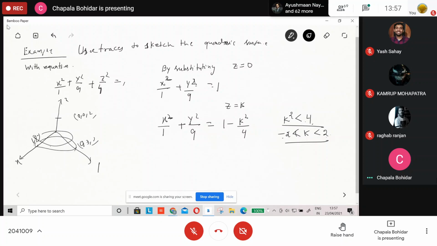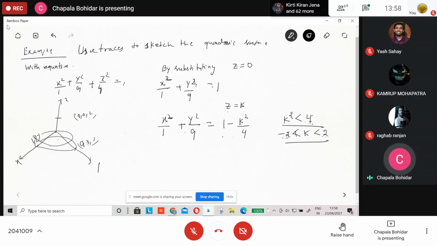Yes, ma'am. This is an ellipse whose axis is the z-axis. I am considering z is equal to k, so this is an ellipse where the k square value always lies less than 4, so k lies in between minus 2 to 2. So by tracing here, by putting z is equal to k, I am getting an ellipse. Okay. Similarly, this is your horizontal trace for the ellipse.